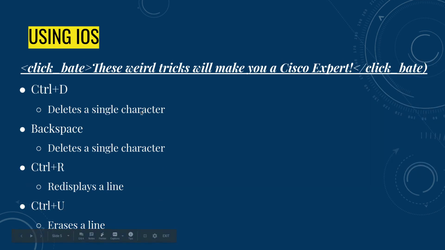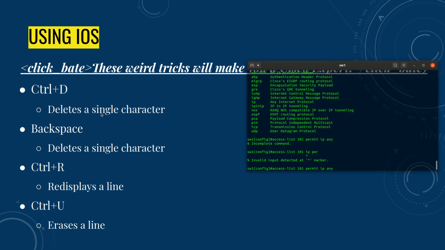I'm going to blow through these real quick. Control D deletes one character, the character you're on. So if I, for whatever reason, want to make this access list 10 instead of 101, I can hit Control D, and there you go. Now it's access list 10. Okay. Backspace, which is what I'm doing right now, is what I use most of the time to delete things.